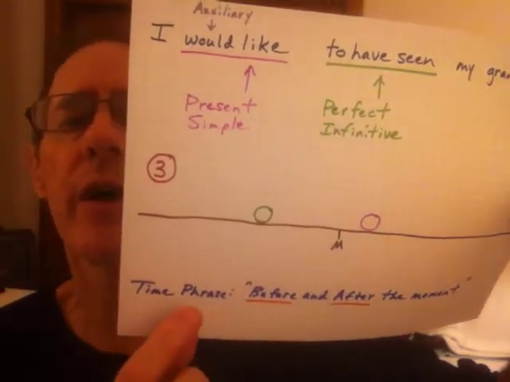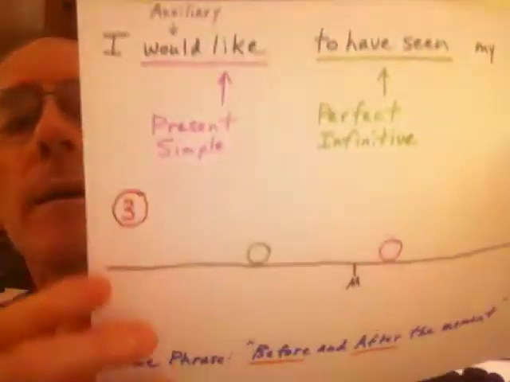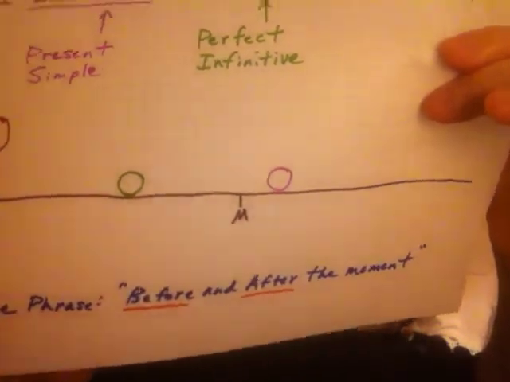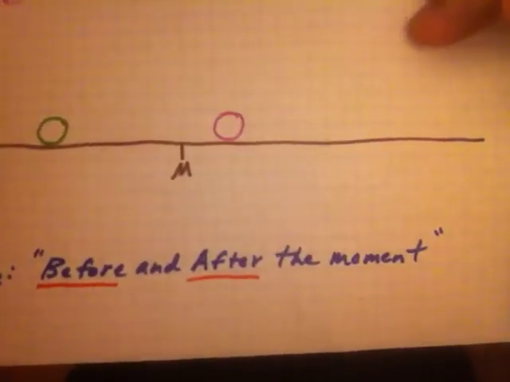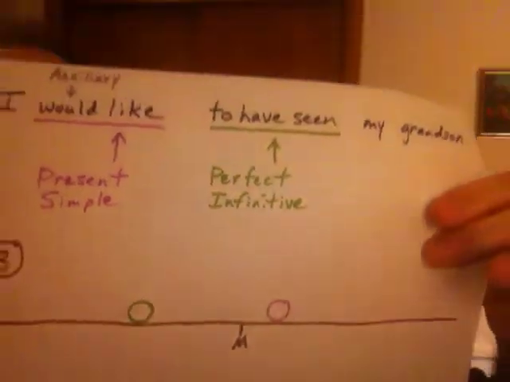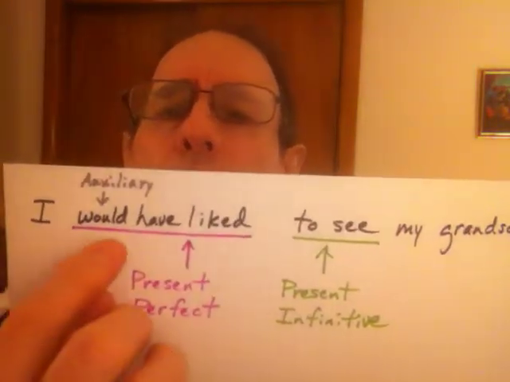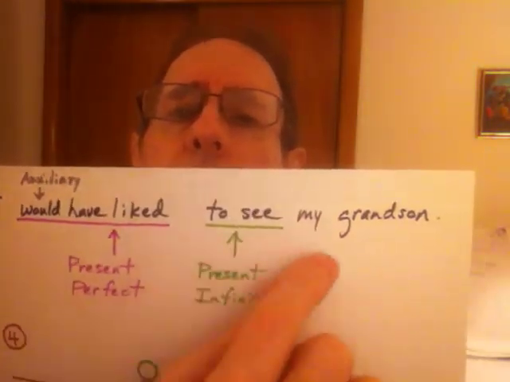So your time phrase now is different, and the key words, all right, in your time phrase would be before and after the moment. Can you see that there? Before and after the moment. So now you have yet another example using your predicate verbs and your infinitive of how it can basically affect or build a different timeline. Now we have another one. I would have liked to see my grandson.